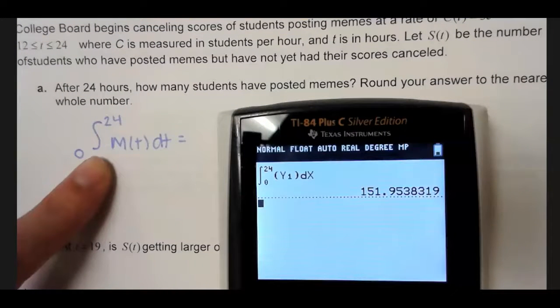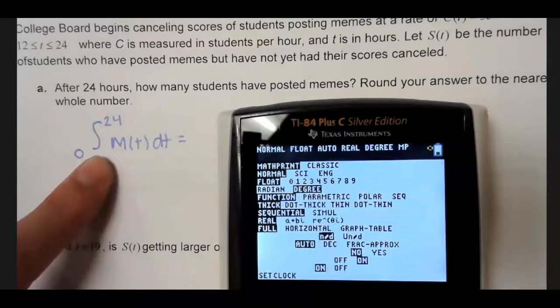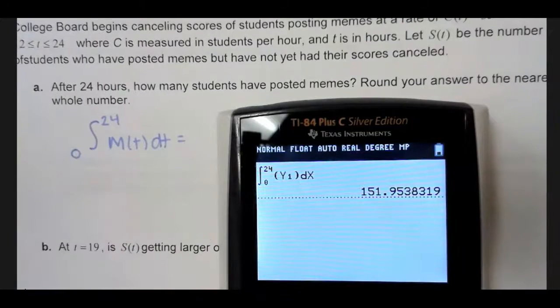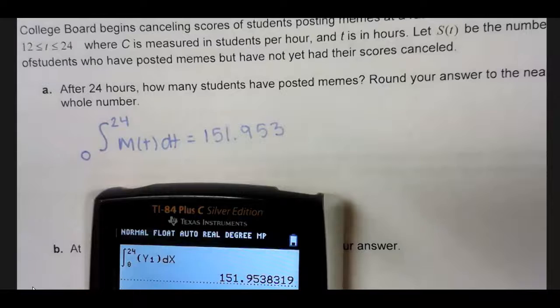I have my calculator set to float right now, but you could change your mode to be 3 or 4, so it auto calculates for you the number of decimals. But this is 151.953.